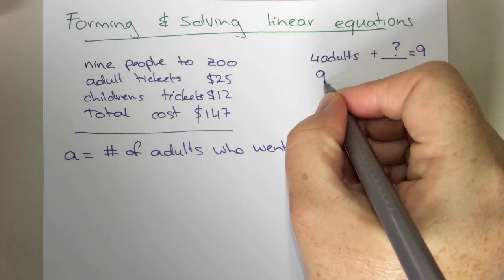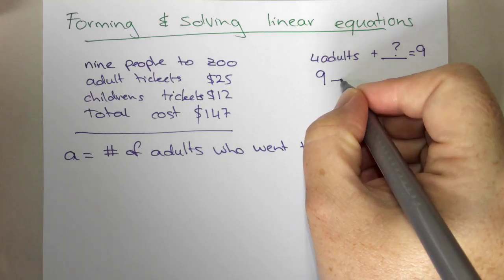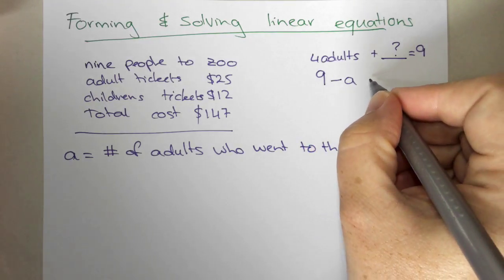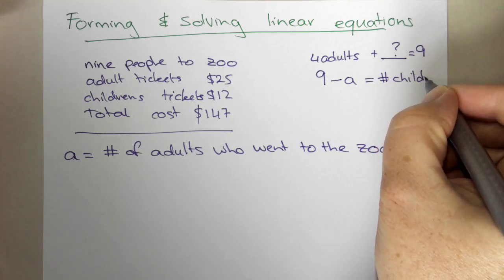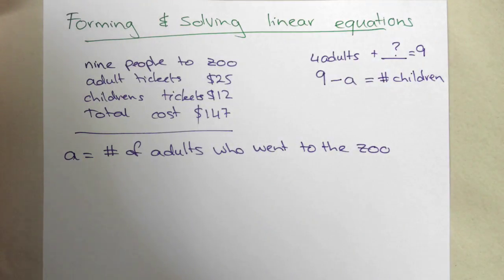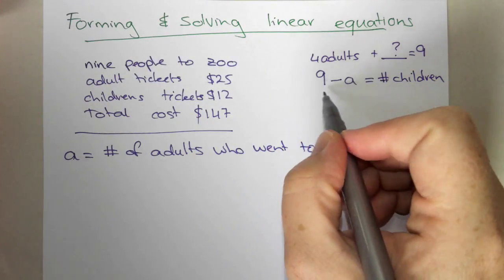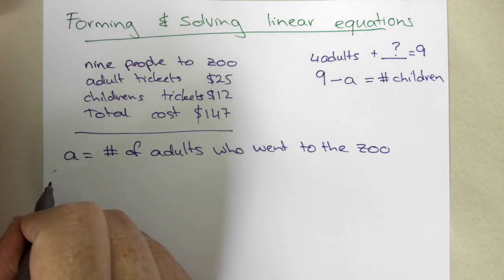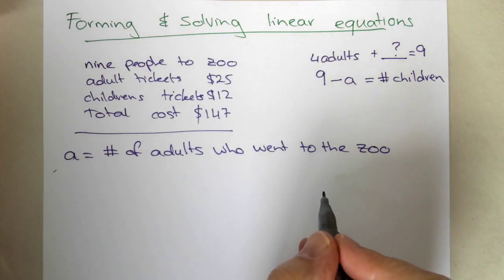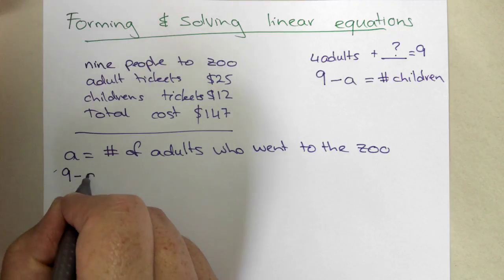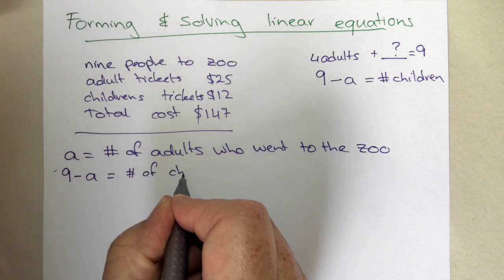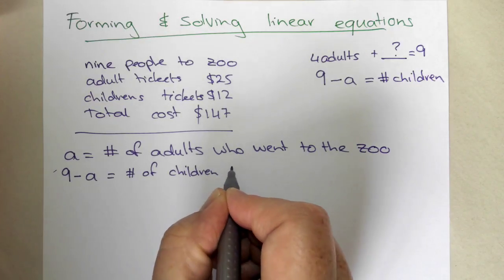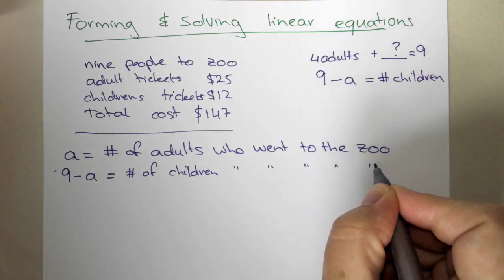So if I knew the total number, which is 9, and I subtract the number of adults, then that's going to tell me the number of children that went to the zoo. So this is now an expression we can use. Instead of having a second variable, C equals the number of children, we can say, well, 9 take away A is equal to the number of children who went to the zoo.